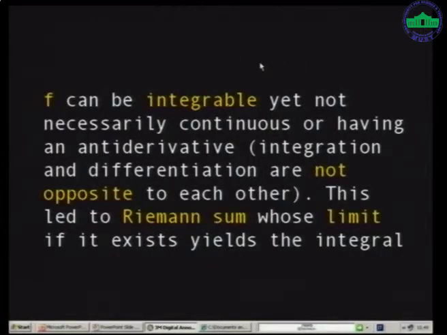So we read the slide then. F can be integrable, yet not necessarily continuous or having an antiderivative, because actually integration and differentiation are not opposite to each other, according to Riemann. And this led Riemann to use what is called the Riemann sum in order to evaluate the integral. In other words, if the function is continuous, then it's integrable, but if it is not continuous, that doesn't mean that it doesn't have an antiderivative, because continuity is a sufficient condition for having an antiderivative, but it's not necessary. Functions may not be continuous and still have an antiderivative.